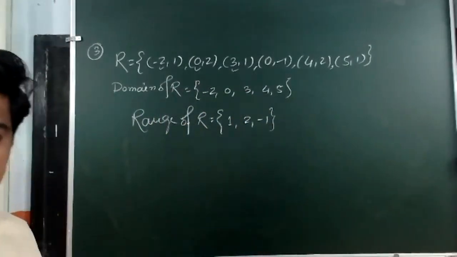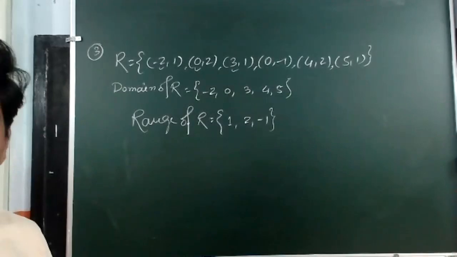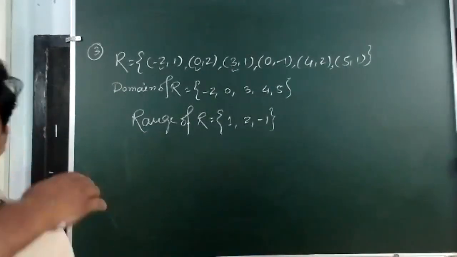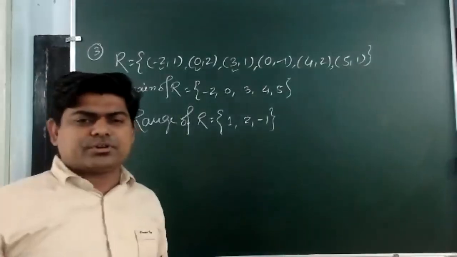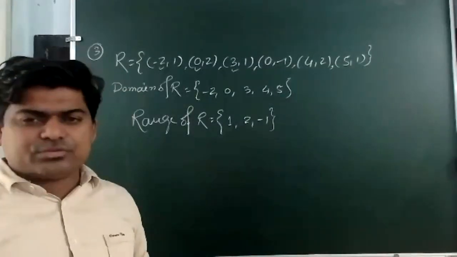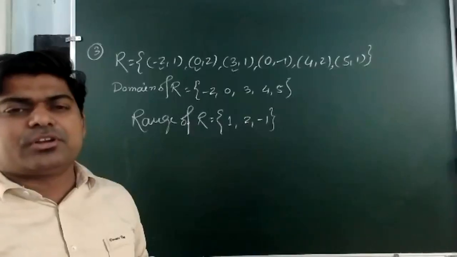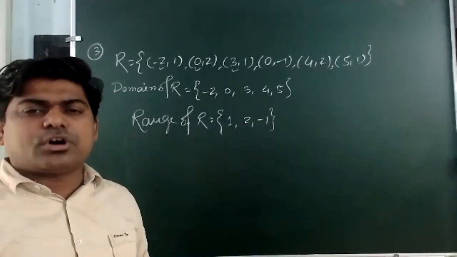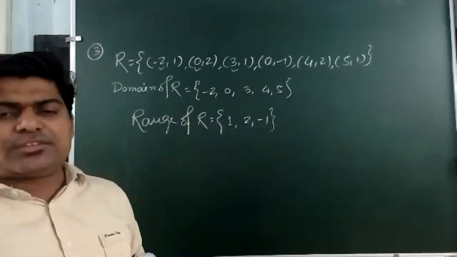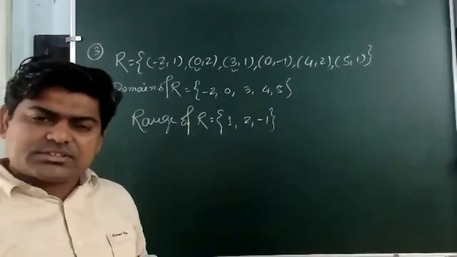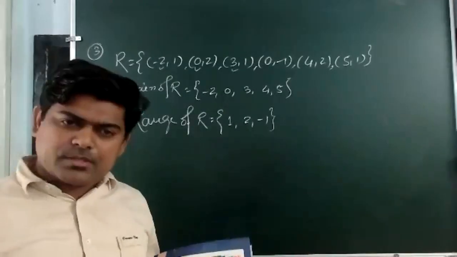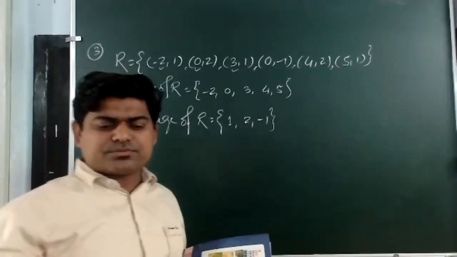Is there any other element which has come at the place of the second element? I'm asking you that, the question is in front of you. If it is not there, then we will not write any other element. As I told you, the set of the second elements of the relation is called the range, and the set of the first elements is called the domain. Okay. Can I proceed to the next question?